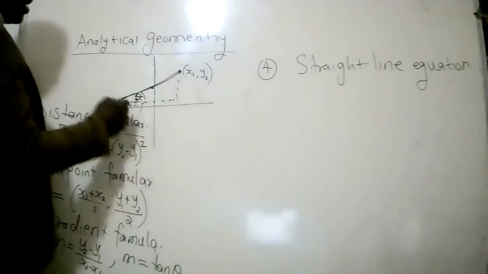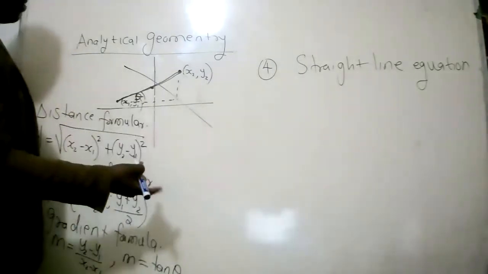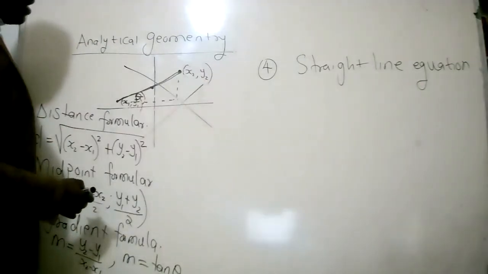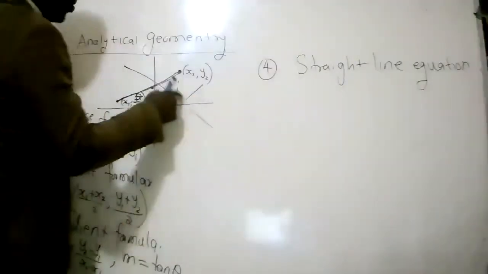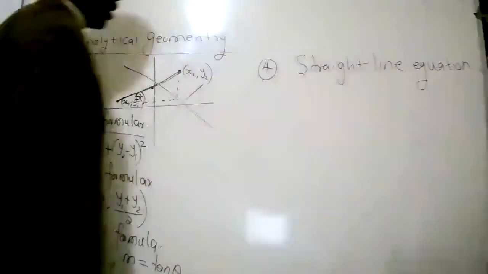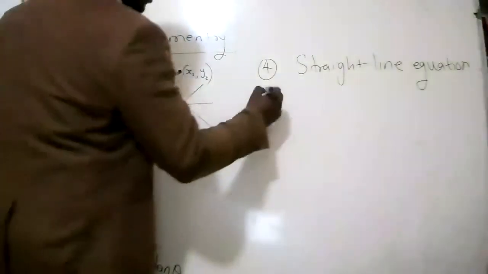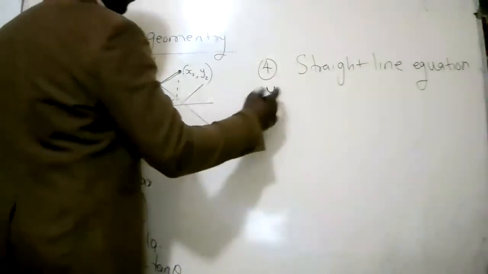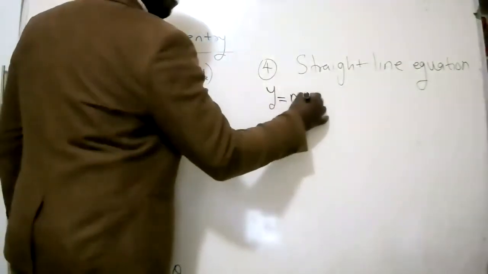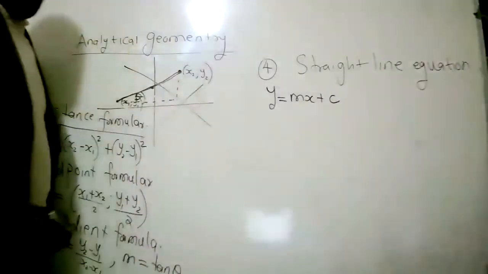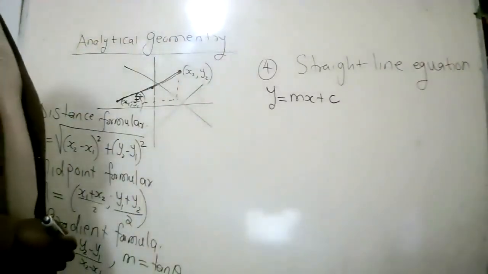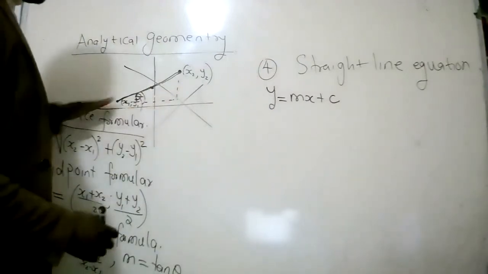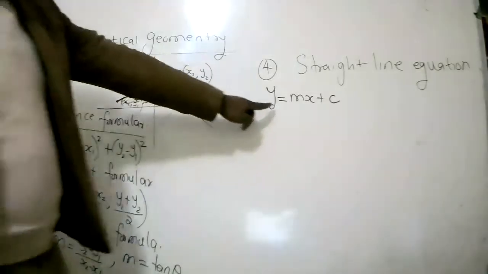Because you may have another line which goes like this. How can we represent that? Another line which goes like this. How can we represent that line? We can represent all these lines we have on the board by using the straight line equation. The straight line equation is given by 2 important formulas. The first one is y equals mx plus c. That is the first formula which you can use to represent any straight line. As long as it's a straight line, it can be represented by this.